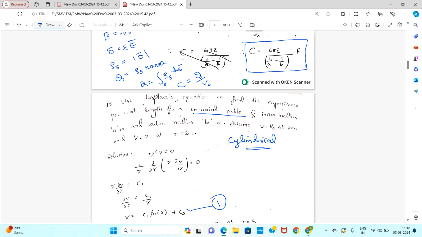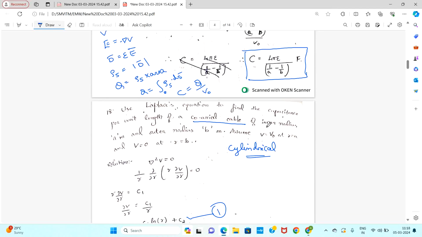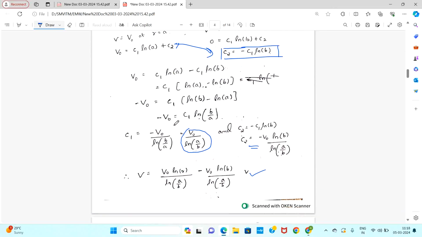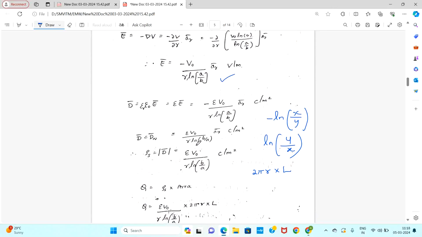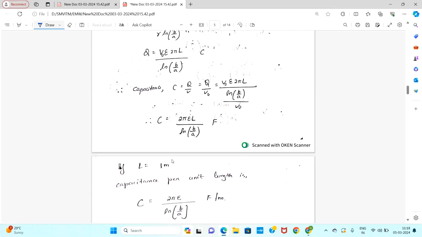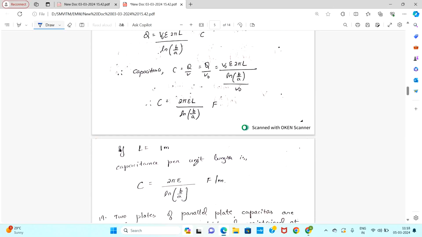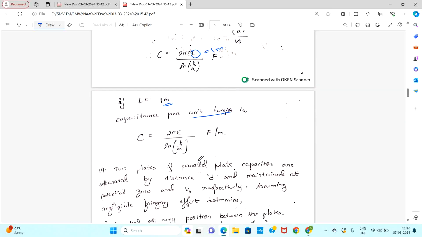In this particular question, they've asked you to find capacitance per unit length. If it is per length, you have to divide this capacitance value by 1 meter, unit length. So I have to assume that the length value is equal to 1 meter, and by that you get the equation for capacitance per unit length. Okay, so this is the second question.